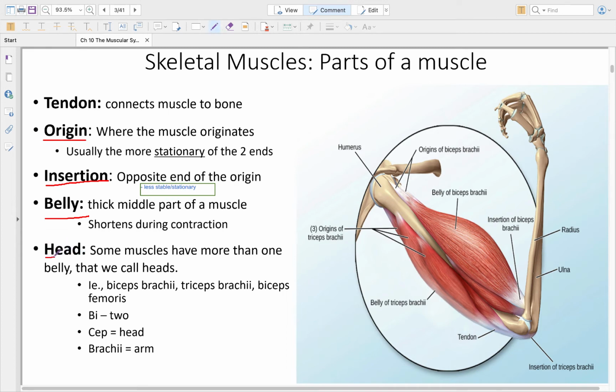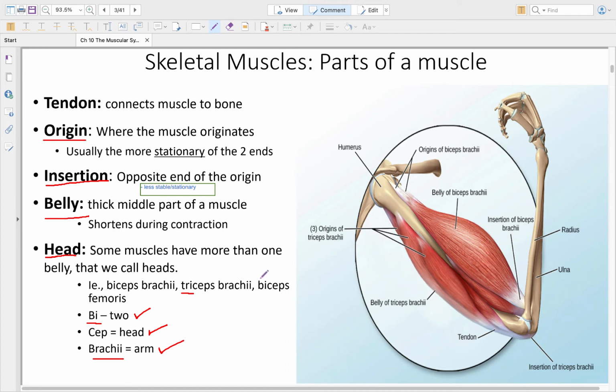So sometimes a muscle will have two heads or three. Bi means two, tri means three, or quad, which means four. Okay, so let's take a look at the breakdown of this term, bicep brachii. Okay, bi means two, sept means head, that means it has two heads, brachii means arm.